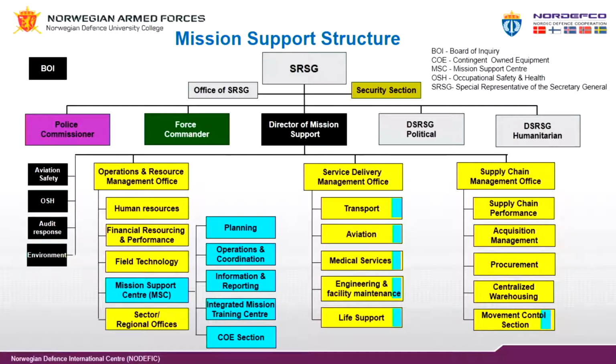The service delivery management is responsible for the provision of key logistic support services to all mission components. The supply chain management is responsible for planning and executing, monitoring and control, guidance and coordination of all supply chain areas that are integrated on an end-to-end basis.